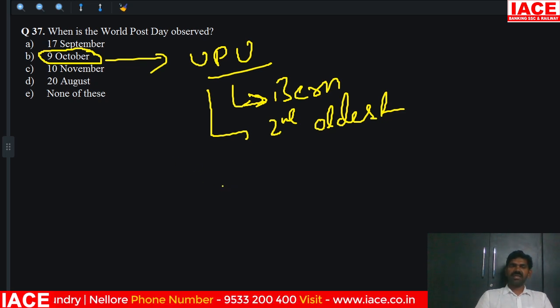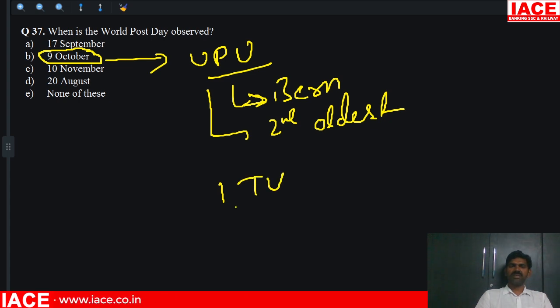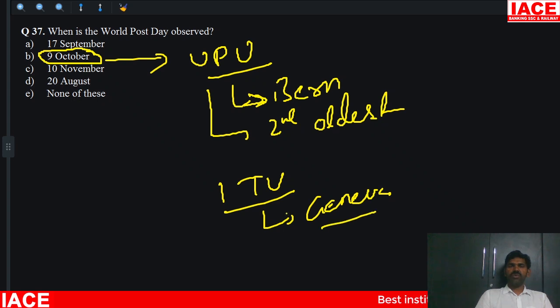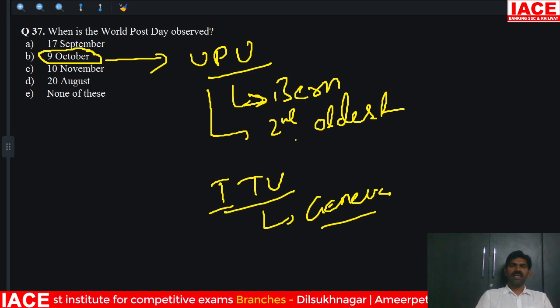And then which is the first oldest international organization in the world? ITU, International Telecom Union, which is headquartered in Geneva, Switzerland. So ITU is the oldest international organization in the world. UPU, Universal Postal Union, is the second oldest, headquartered in Bern, Switzerland. And 9th October is celebrated as World Post Day. Very, very important from a communication perspective.